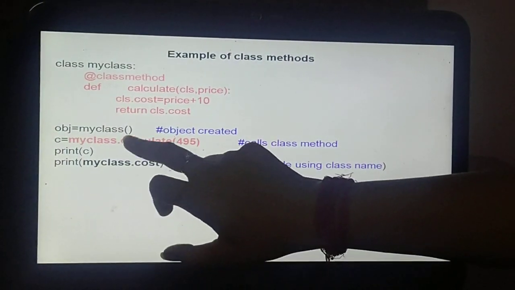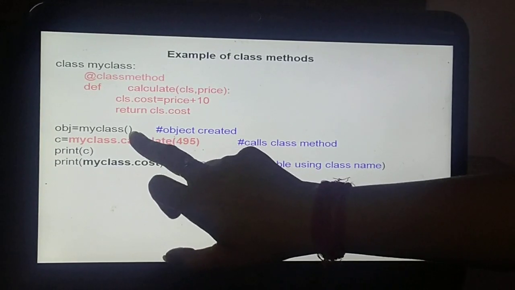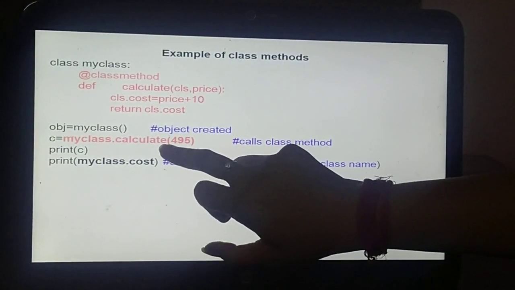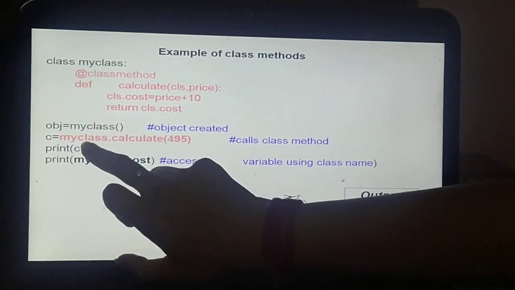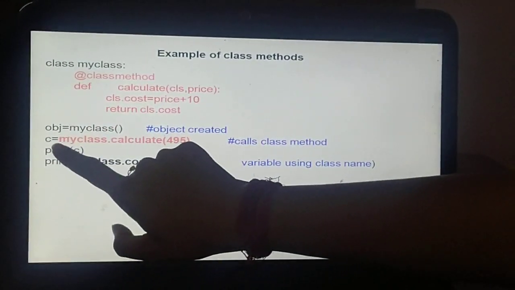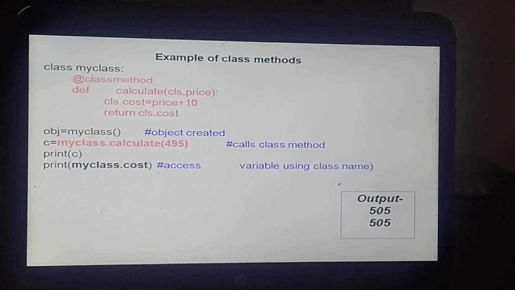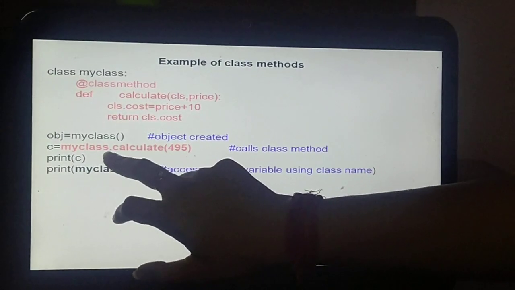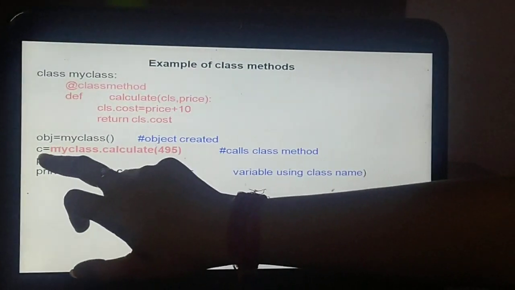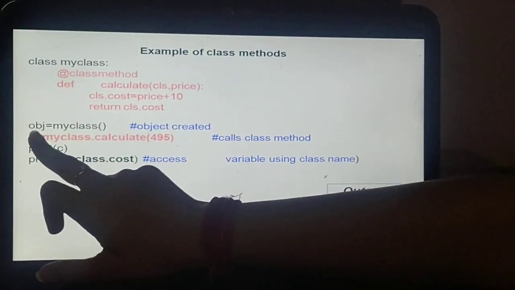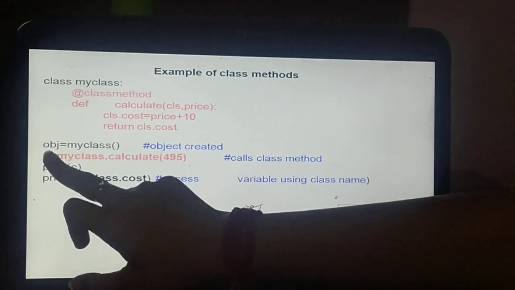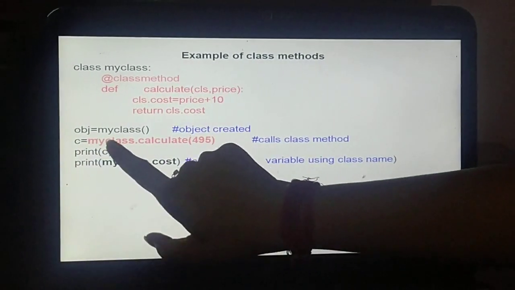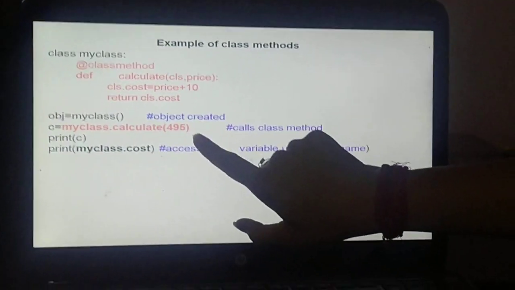I have created the object, but if you do not create it, there is no problem at all. To call this function calculate, you need to use MyClass.calculate. Here I have taken one variable. You can call this method calculate by using the class. If you do not assign this to C and simply write MyClass.calculate inside a print statement, this is also going to give you the output. So C is assigned by MyClass.calculate, 495.